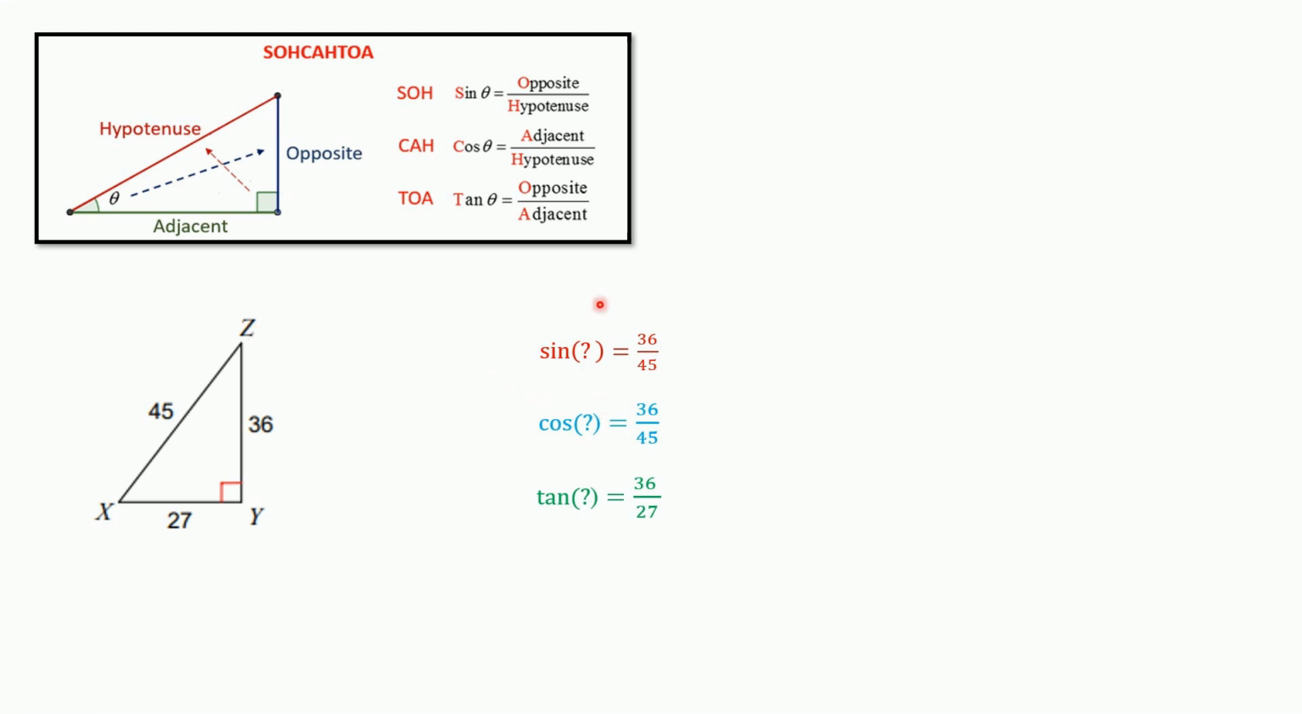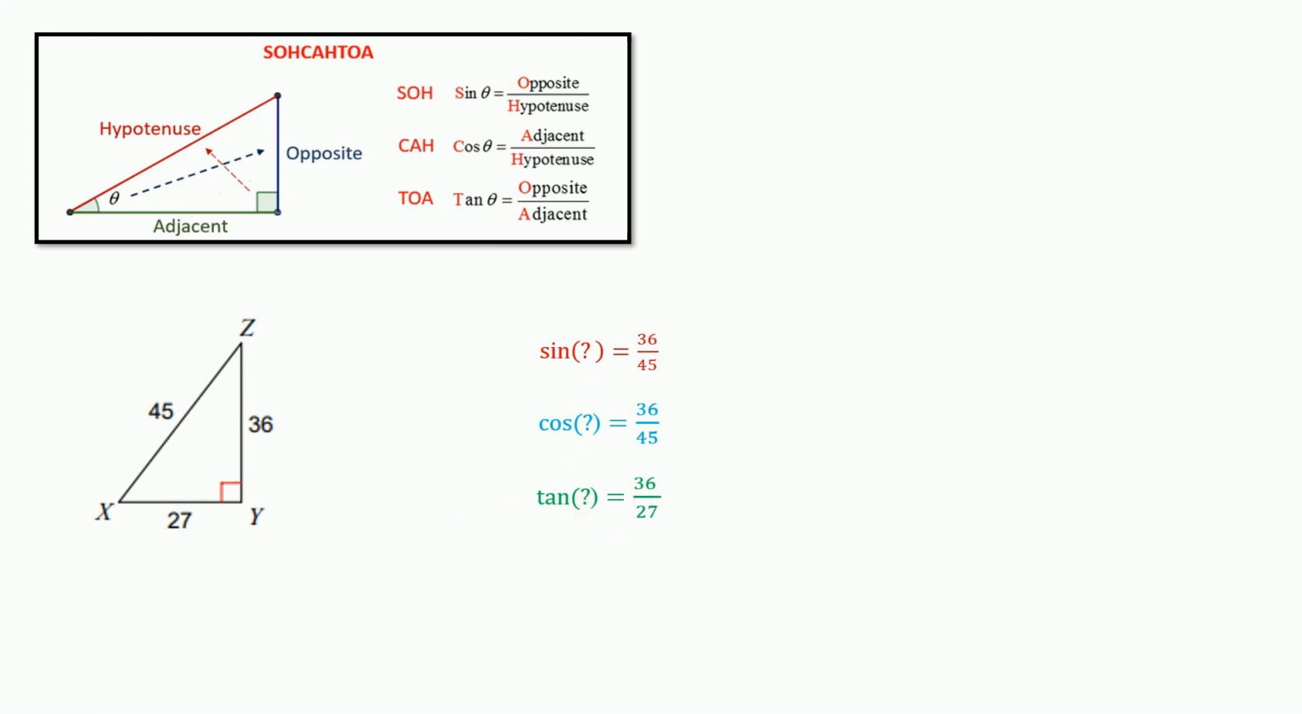And then it says tangent. 36 over 27. So opposite over adjacent. So which one's opposite of 36? It's not Z, it's X. Now, is 27 adjacent to X? It is, and it's in the denominator. So that's how those work.